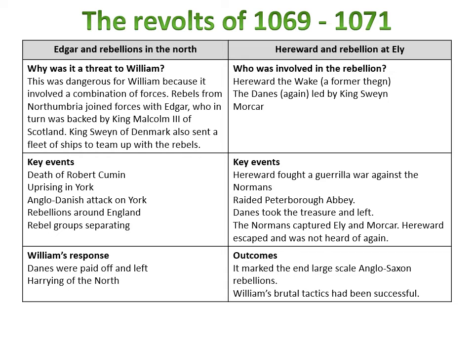The Danes, however, along with Hereward, raided Peterborough Abbey, but then the Danes took the treasure and left, leaving Hereward and his supporters alone. The Normans captured the Isle of Ely and Morcar. Hereward escaped, though, and was never heard of again. But this event marked the end of large-scale Anglo-Saxon-led rebellions and showed that William's brutal tactics had been successful.